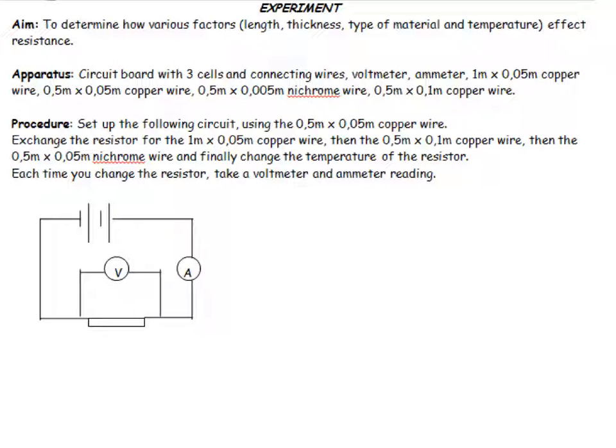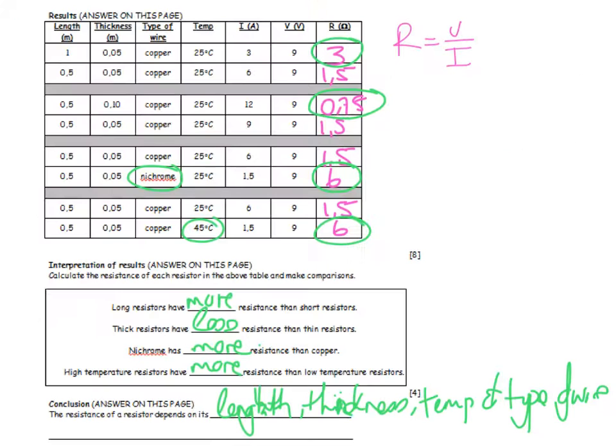You're given an experiment to determine how various factors, length, thickness, type, and material affect resistance. You're given this circuit, and basically you're going to change that resistor for various different resistors. Over here you can see that in the first one, the independent variable is the length. I change only the length. Second, only the thickness. Third, only the type. And fourth, only the temperature. And then it becomes obvious.